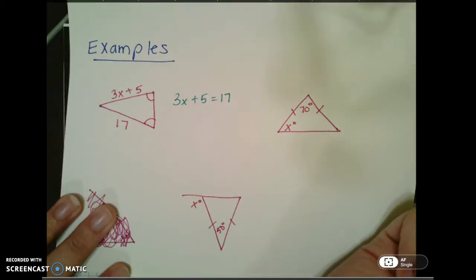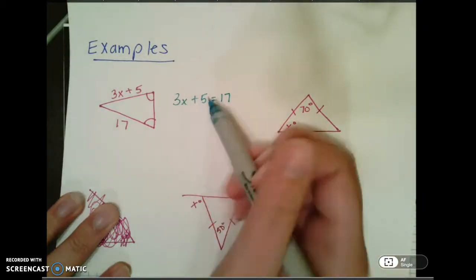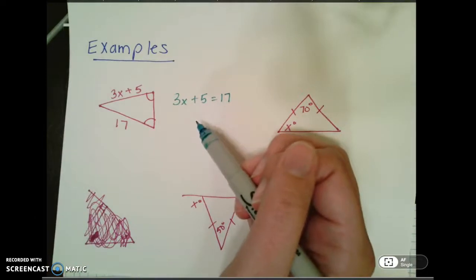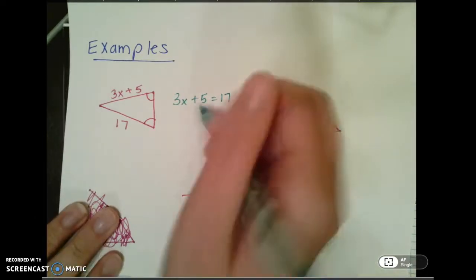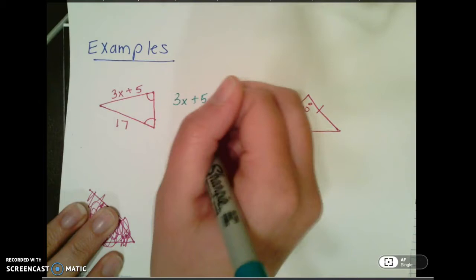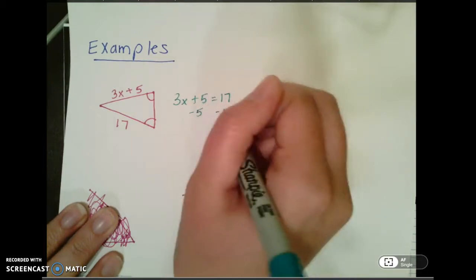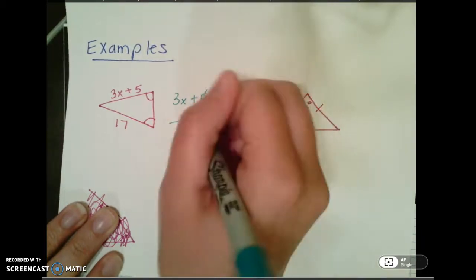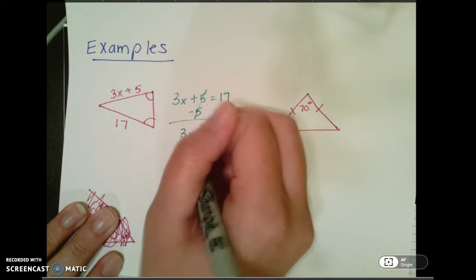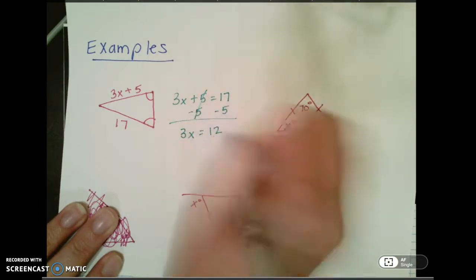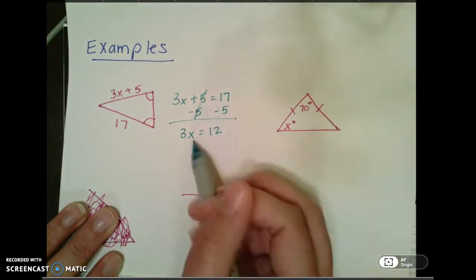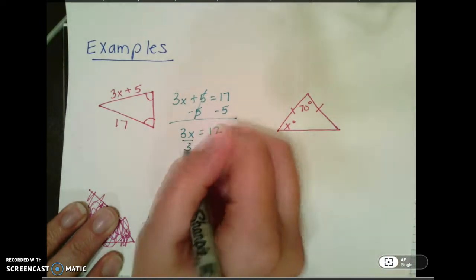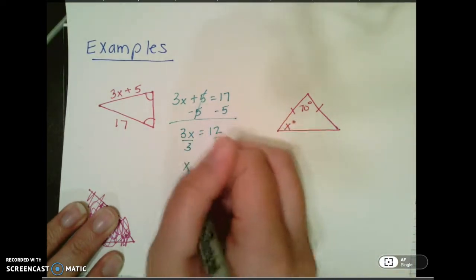Now I just need to solve for x. Whenever I'm solving for x, always do the farthest thing from x first. In that case, it is this 5. The opposite of a plus 5 is a minus 5. Do that to both sides. So I have 3x equals 12. And then to get x by itself, I need to divide by 3. So x is 4.